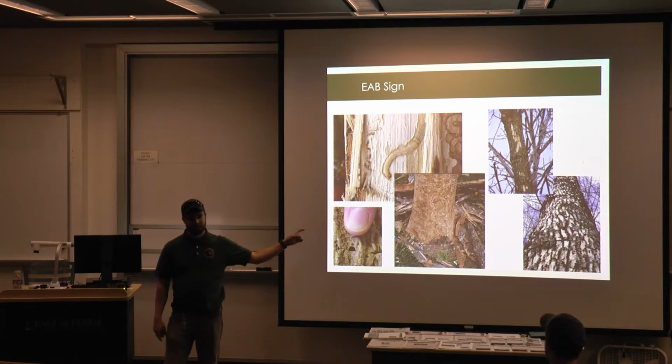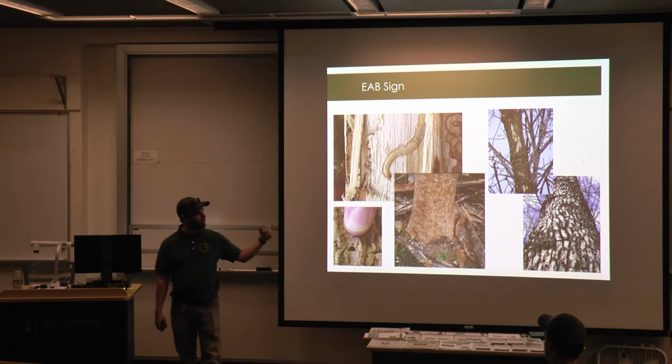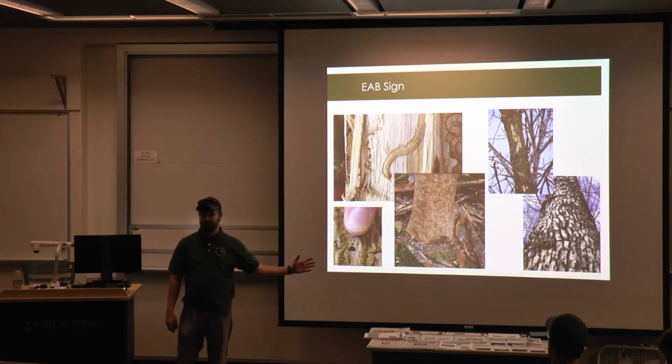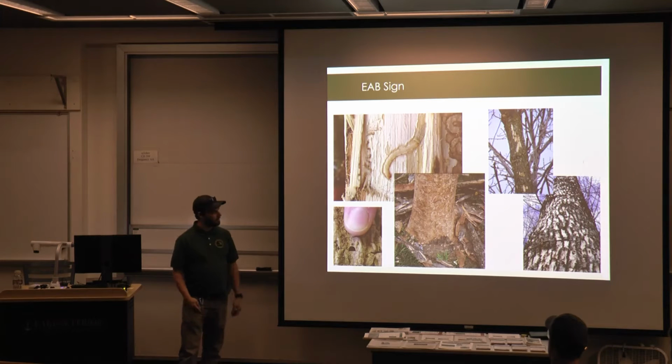The woodpeckers are a far better tool at detecting EAB than we'll ever be. And they go through and they peel off part of the bark, and people are like, what's going on? And then you start seeing dieback or mortality, and then more people are concerned about their trees. And then you get a bunch of calls.